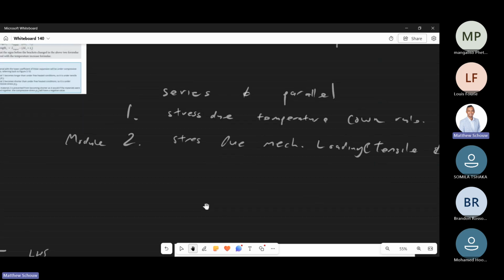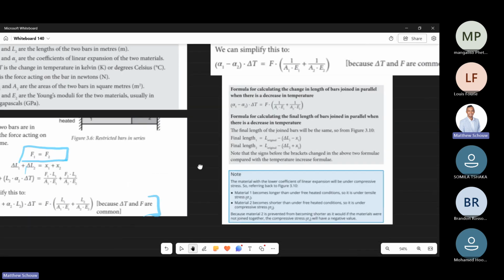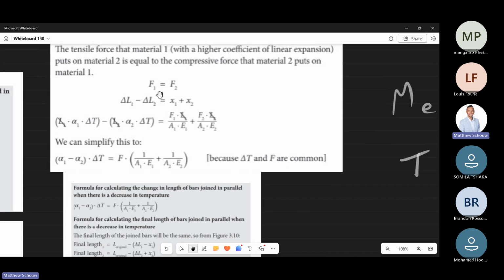For parallel arrangement, these are the laws you're going to be looking at, right? So it's not the same. It looks like this. So what is the only thing that is the same? The temperature. Your force is still the same, and that force is essentially coming through the restriction part, right? It's the same force. Don't get confused between the mechanical part in module 2 and this one.